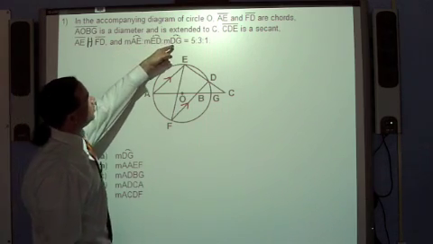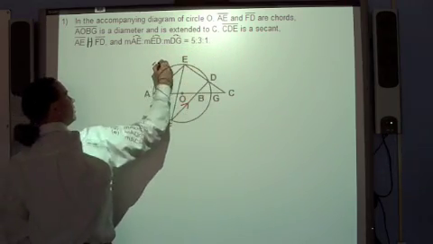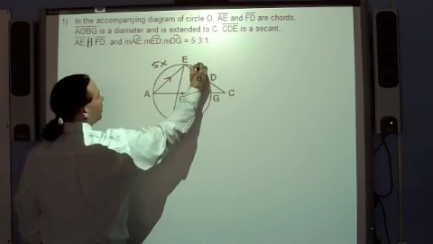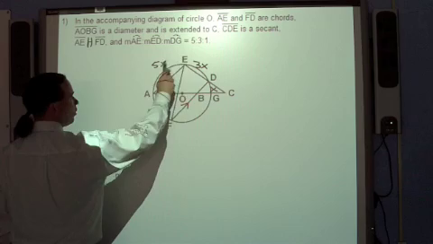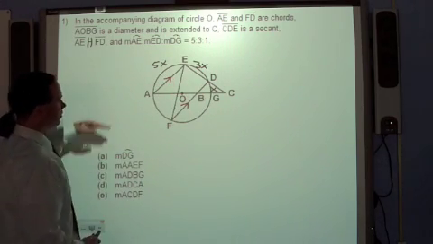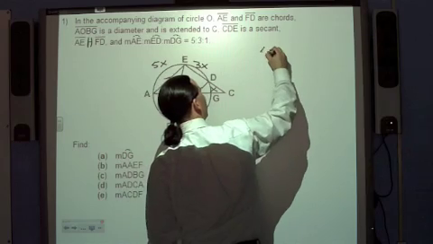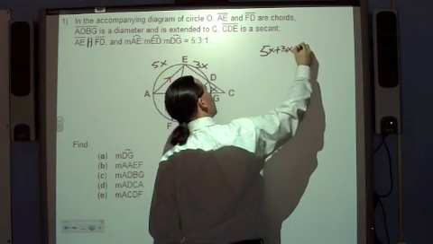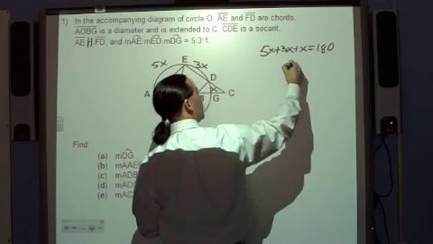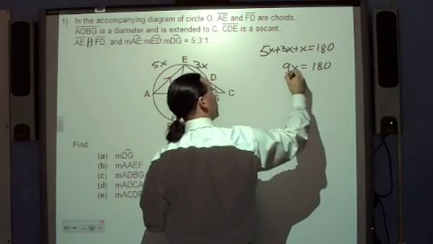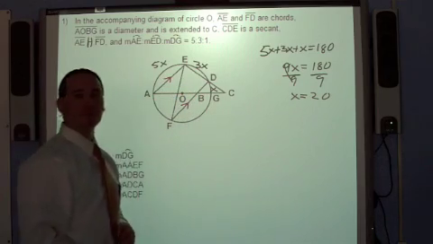And then AE to ED to DG, 5 to 3 to 1. So let's start there. Take that ratio, 5 to 3 to 1. AE, 5x. ED, 3x. DG, x. What do you notice about all three of those? What do they add up to? The diameter, right? So this is 180 degrees. So 5x plus 3x plus x is 180. Collect some terms. 5, 8, 9x is 180. So x is 20. Okay?